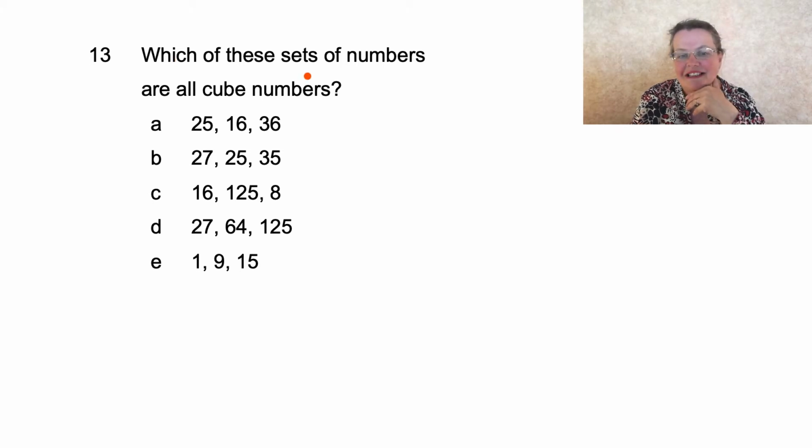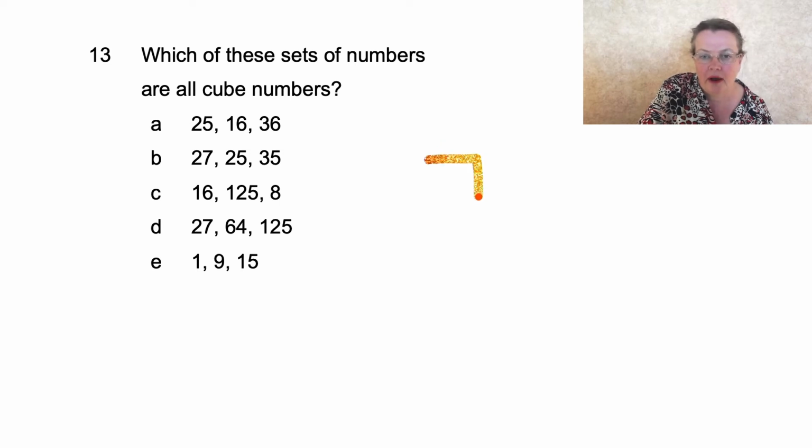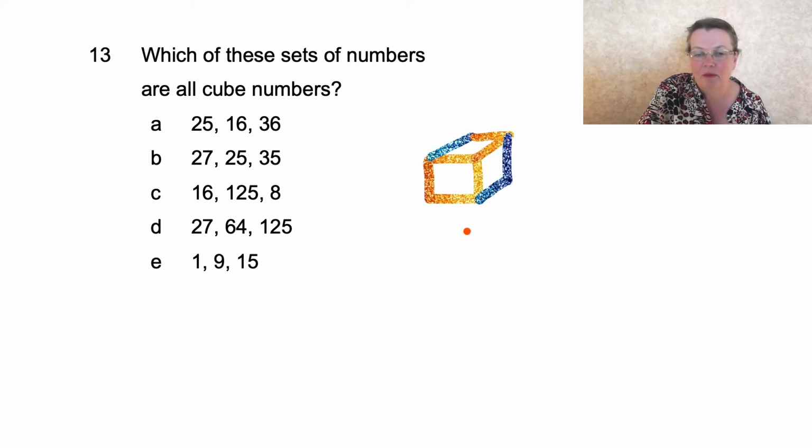Which of these sets of numbers are all cube numbers? Let's have a quick look at what a cube number is. A cube number is the number of things you need to make a cube. It's as simple as that.